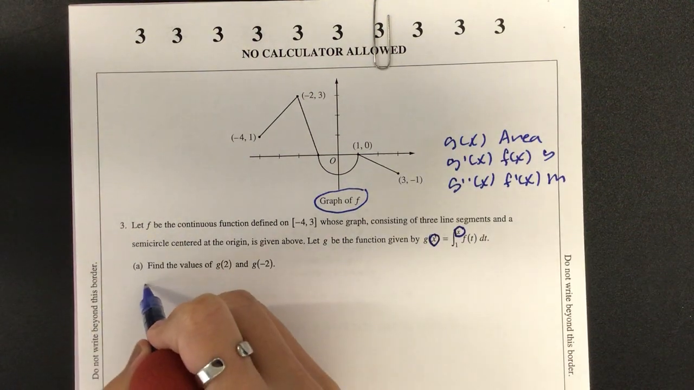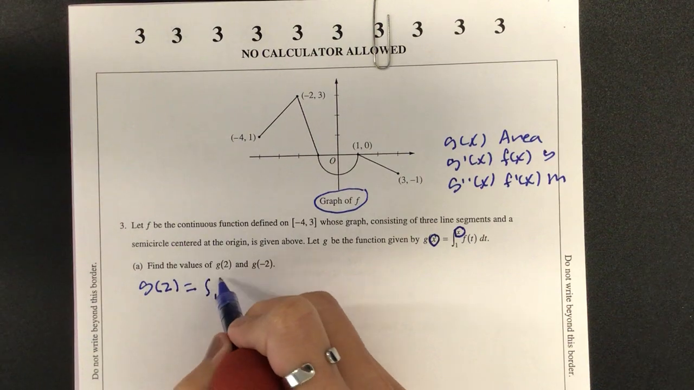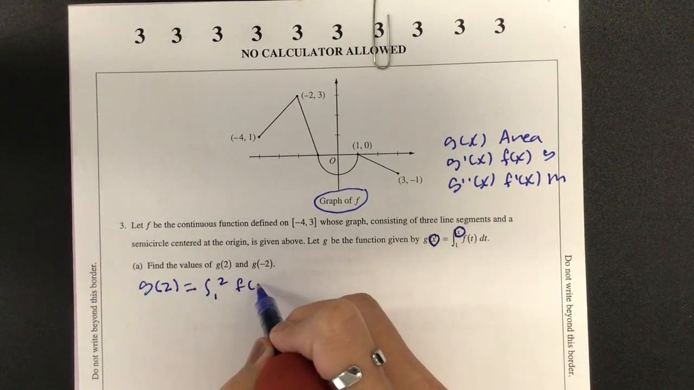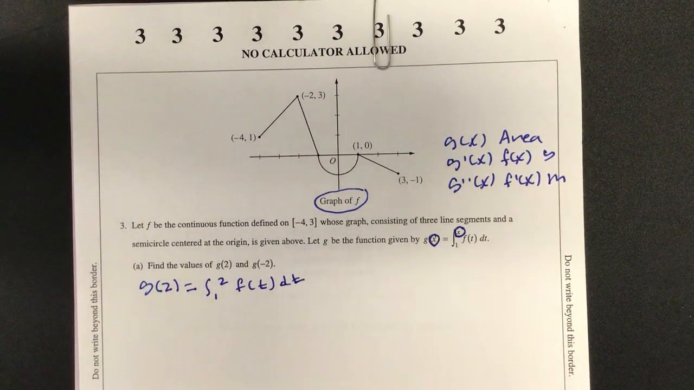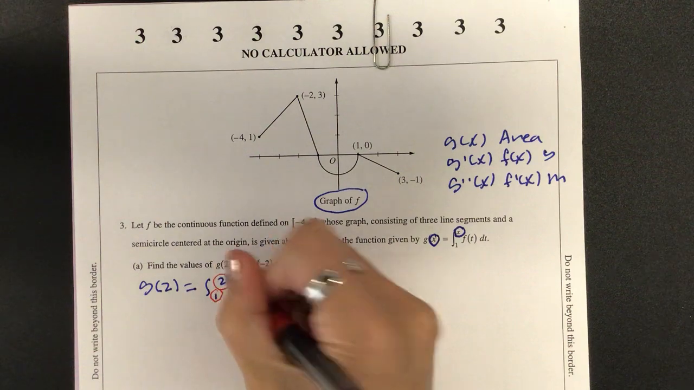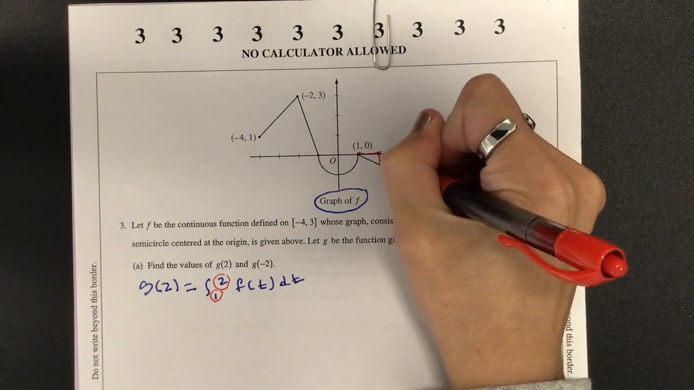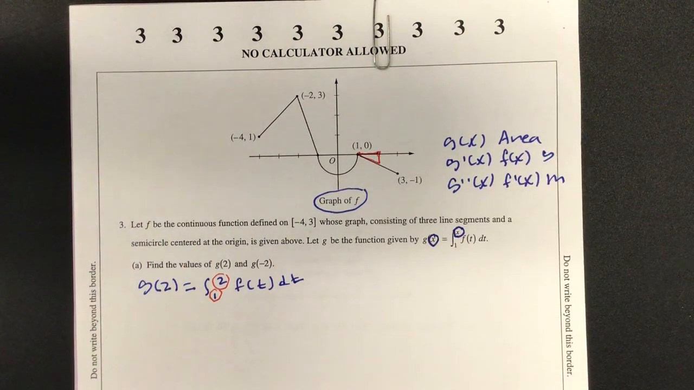So when I do, I get g of 2 is equal to the integral from 1 to 2 of f of t dt. So all I do is plug things in. Let's see what that means from there. It says, from 1 to 2, what shape am I making? Here's my 1, here's my 2. Do y'all see that tiny little triangle? Yes. So hopefully y'all remember half times base times height, correct?